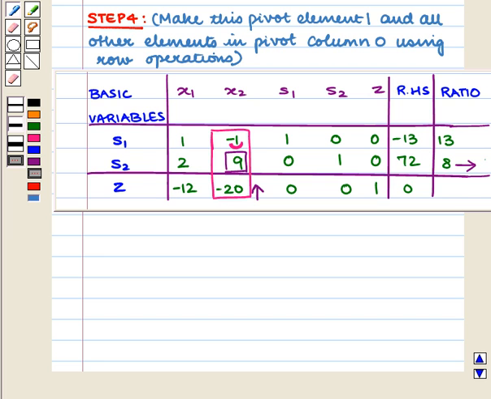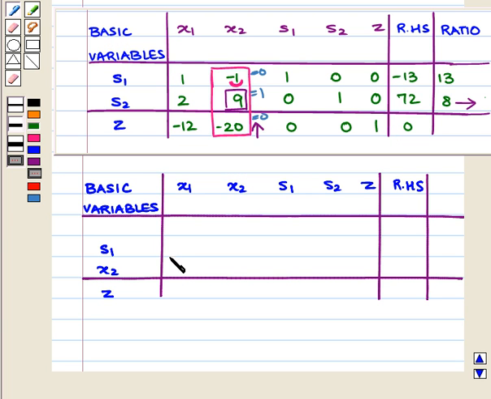Our next step will be to make this pivot element 1 and all other elements in the pivot column 0 using row operations. To make pivot element 1, we divide the whole pivot row by 9. So we get 2 by 9, 1, 0, 1 by 9, 0 and 8. So we have the following table. See, x2 has entered the basic variables.